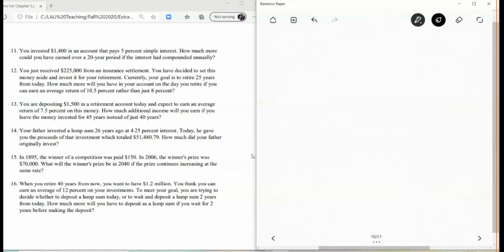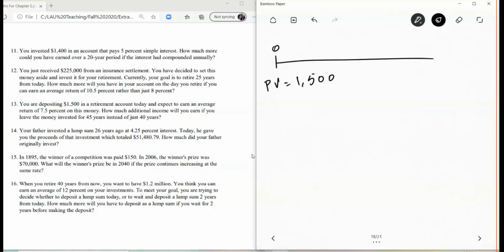Number 13, you are depositing $1,500 in a retirement account today. So at time t equals 0, I have PV equals 1,500. You expect to earn an average return of 7.5%, R equals 7.5%. How much additional income will you earn if you leave the money invested for 45 years instead of just 40 years?